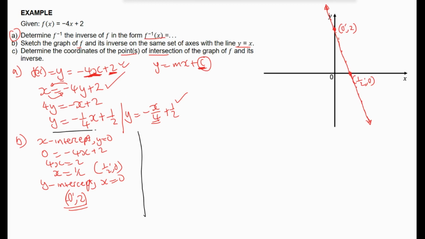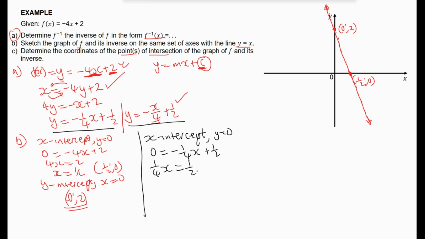So now we're doing this one. Right, what are the coordinates of the x-intercept? For the x-intercept, y = 0. Where there's y, put 0. So it becomes 0 = -1/4 x + 1/2. Right, 1/4 x = 1/2. Then we can multiply by 4 on both sides of the equation. Okay, x = 2. So the coordinates of the x-intercept will be (2, 0).